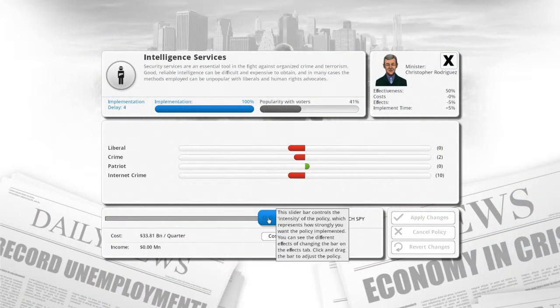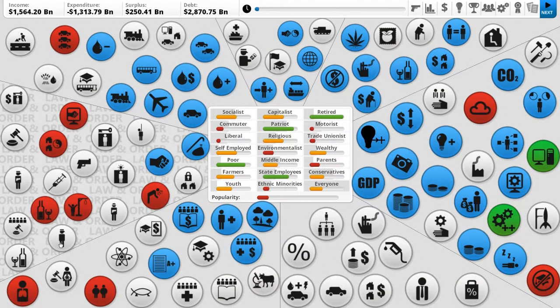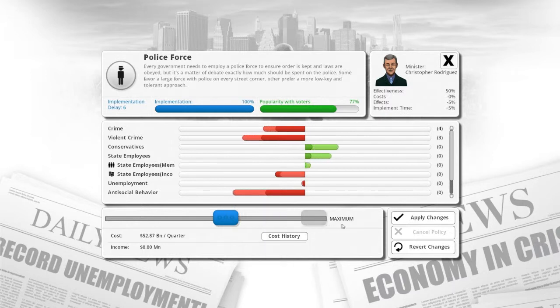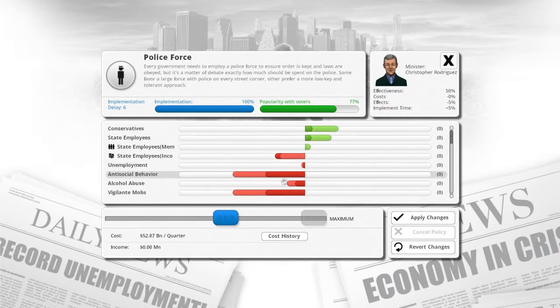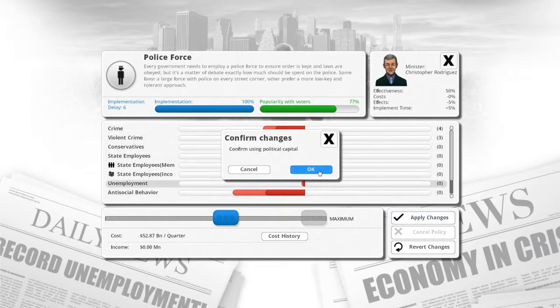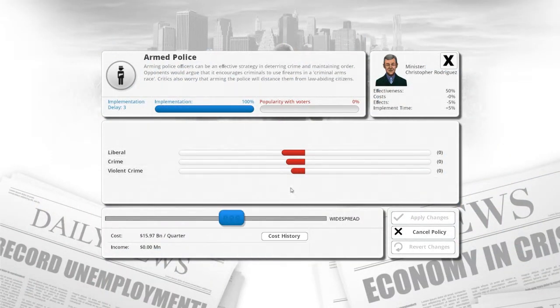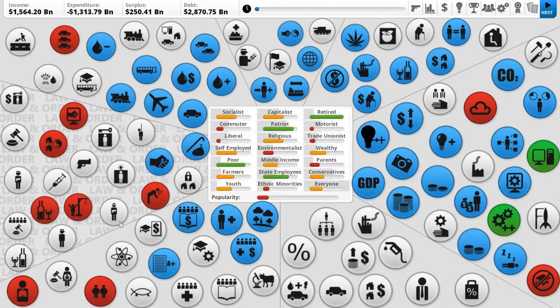Let's increase funding in the intelligence services. Okay? And let's increase funding for the police force. Makes antisocial behavior go down, alcohol abuse go down, vigilante mobs go down. State employees and conservatives like you more. More state employees, and the state employees' income doesn't go down by as much. Violent crime goes down, crime goes down. And also an armed police. Right now, guns are widespread among the police force. I'm going to actually change it to where they're all armed with submachine guns. And we do have it in the budget, by the way.